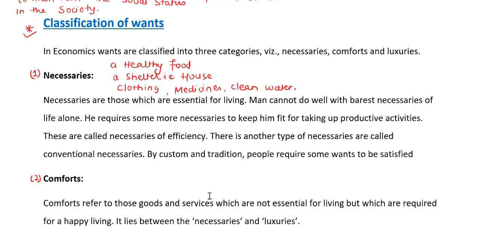So let's begin this topic. Necessaries are those which are essential for living. Man cannot do well with the barest necessities of life alone. He requires some more necessaries to keep him fit for taking up productive activities. Students, these days there are a lot of equipments which have become necessaries for daily life. These are called necessaries for efficiency.